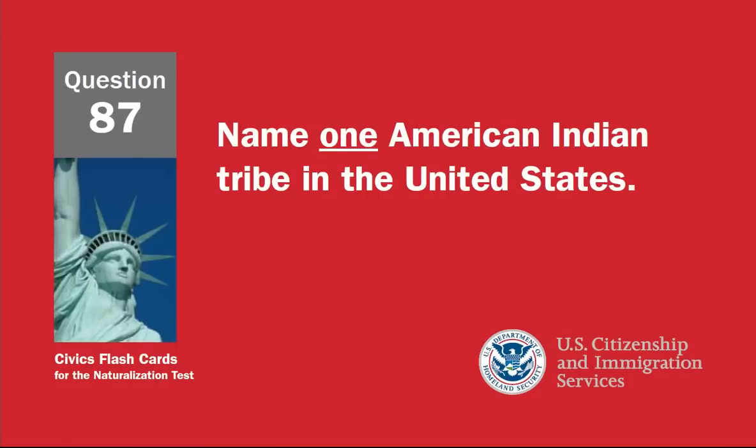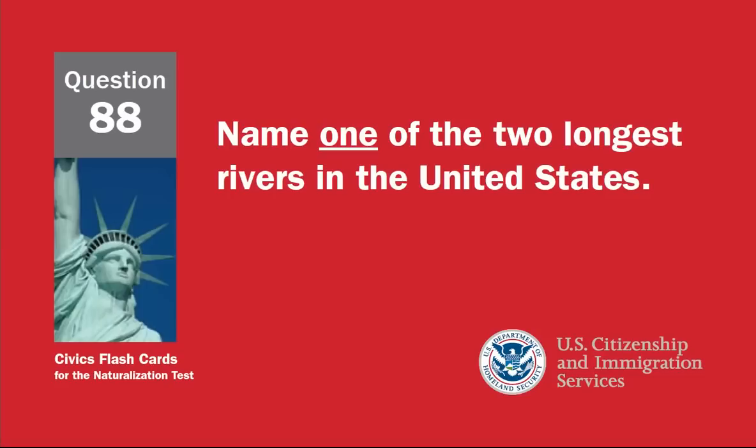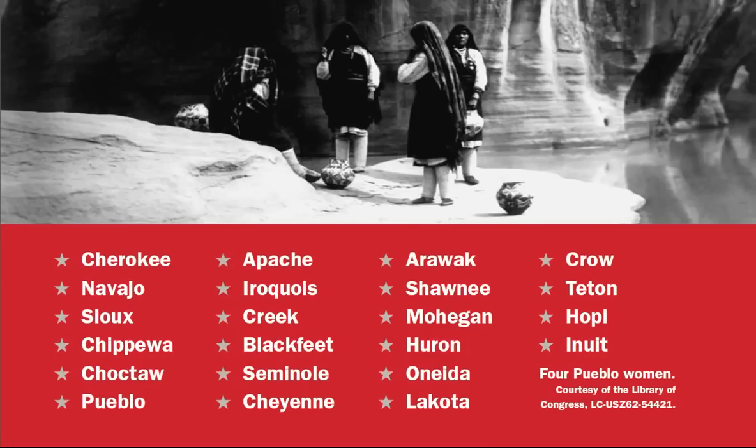Name one American Indian tribe in the United States. USCIS officers will be supplied with a list of federally recognized American Indian tribes. Cherokee, Navajo, Sioux, Chippewa, Choctaw, Pueblo, Apache, Iroquois, Creek, Blackfeet, Seminole.